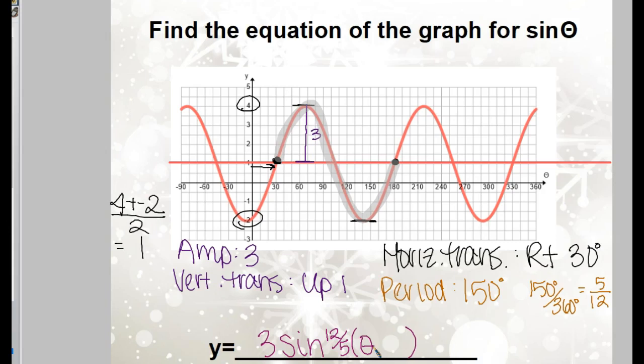Our horizontal translation was right 30. Again, we think opposite, so we subtract 30 and use that degree symbol. And the last thing is we are shifting the whole entire function up 1, so we add 1 to the entire function, and we're done.